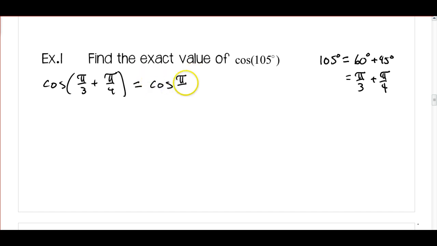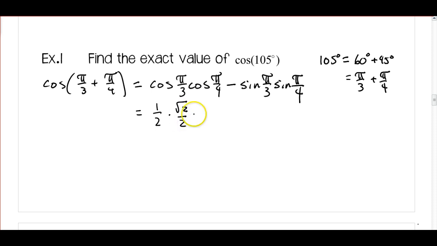So it's going to be cosine pi over 3 cosine pi over 4 minus sine pi over 3 sine pi over 4, and these are all special angles, so I can start to calculate this. The cosine at pi over 3 is 1/2. Cosine at pi over 4 is root 2 over 2. Sine at pi over 3 is root 3 over 2. Sine at pi over 4 is root 2 over 2.